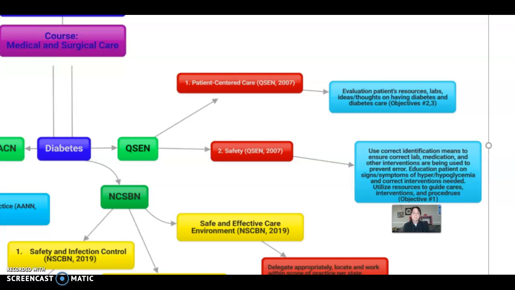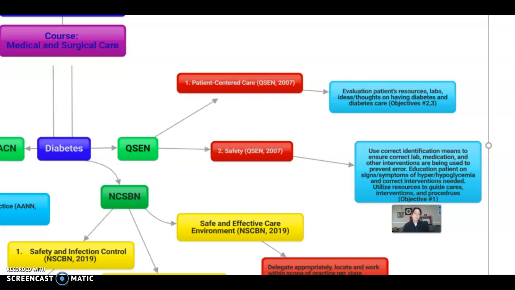Next, we're going to move on to the QSEN competencies. The two that I chose for this curriculum design are patient-centered care and safety. The way patient-centered care would be used in the diabetes module is for the evaluation of the patient's resources, labs, ideas, and thoughts on having diabetes and diabetes care, which would correlate with objective 2.